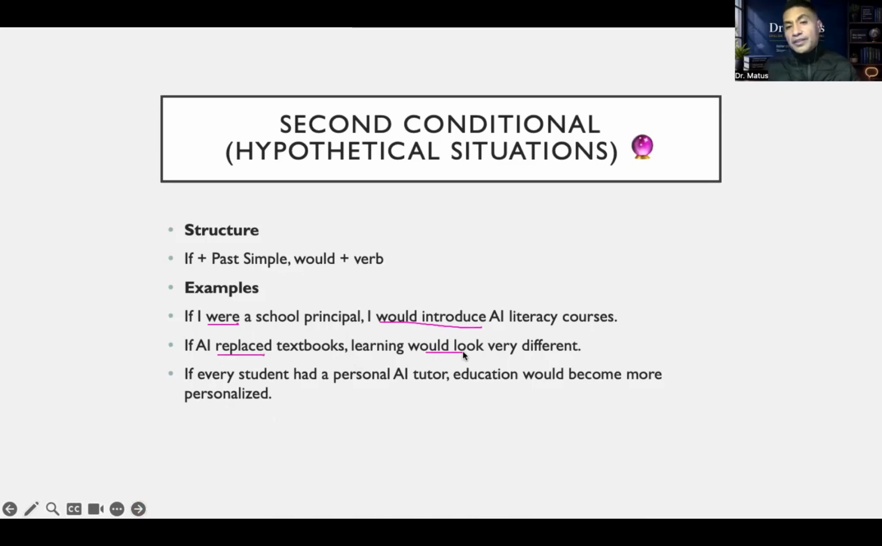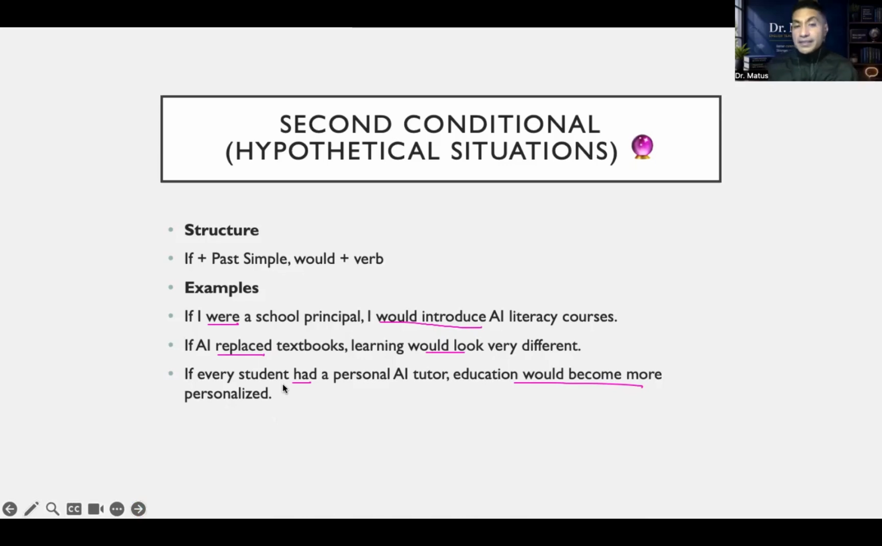if artificial intelligence replaced textbooks, learning would look very different. Okay, we are talking about hypothetical situations. Okay, it doesn't mean that we are talking about reality. We are supposing, we are imagining some situations. If every student had a personal artificial intelligence tutor, education would become more personalized. Had. So the key question here is, education would become more personalized.